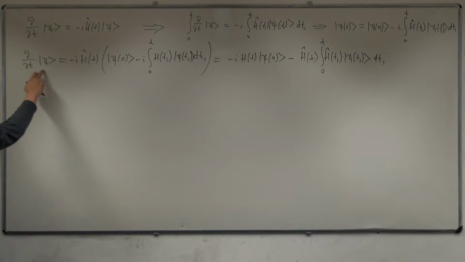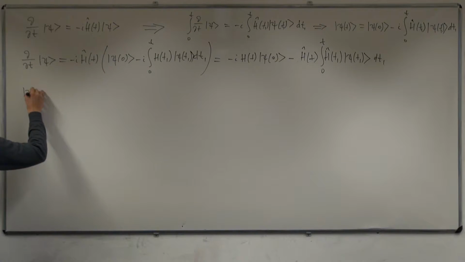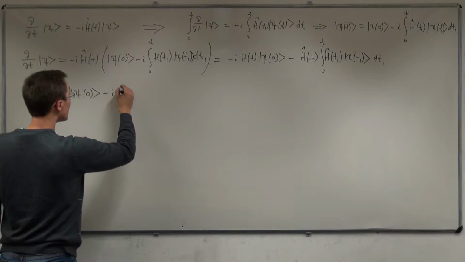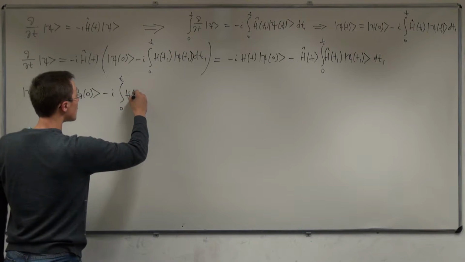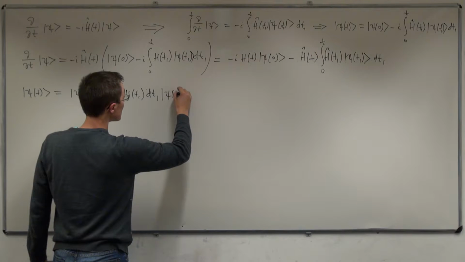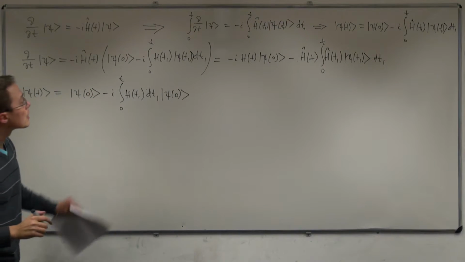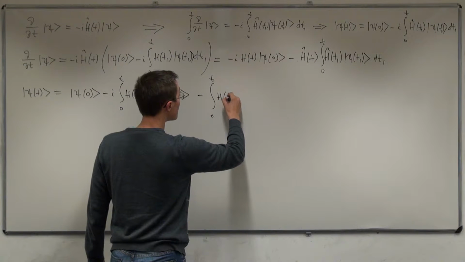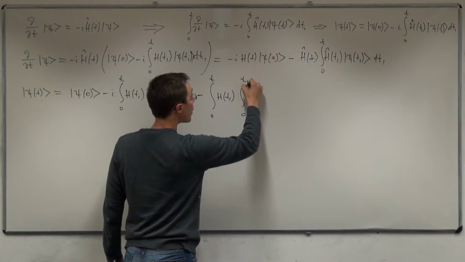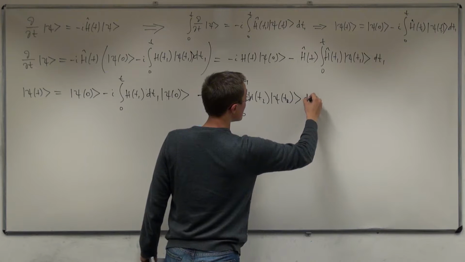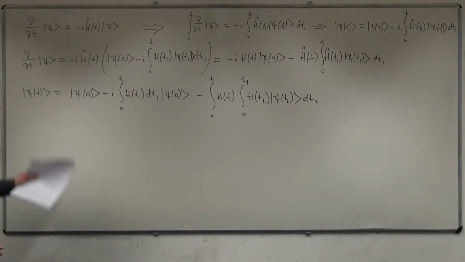This becomes psi of t, and there's a psi 0 over at the end, so psi of t is psi 0 minus i integral 0 to t H of t1 dt1 psi 0. So psi 0 is time independent, so I took it out of the integral, minus an integral from 0 to t H of t1, then integral from 0 to t1 H of t2 psi of t2 dt2. And this again is strictly equivalent to the original Schrodinger's equation, except it's more complicated.